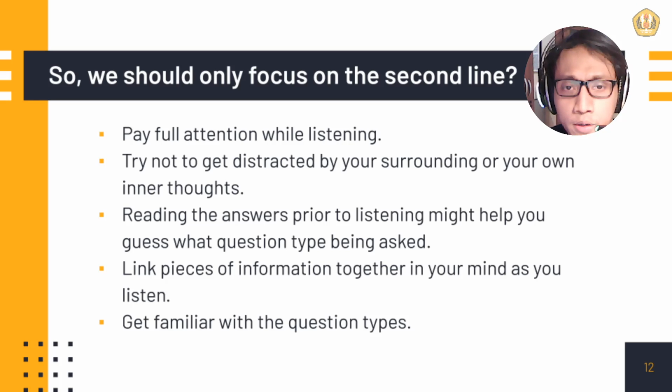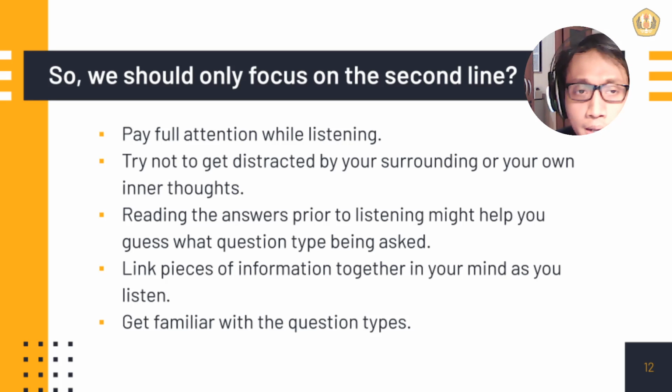should you only focus on this second line? Yes, but no. Focusing on the second line doesn't mean that you can let yourself get distracted while listening. Remember that you only have one attempt to listen to this recording, and so you want to use your time wisely. Always pay full attention while listening and try not to get distracted by your surroundings or your own inner thoughts. And reading the answer options prior to listening might help you guess what question type is being asked. Link pieces of information together in your mind as you listen and get familiar with the question types.